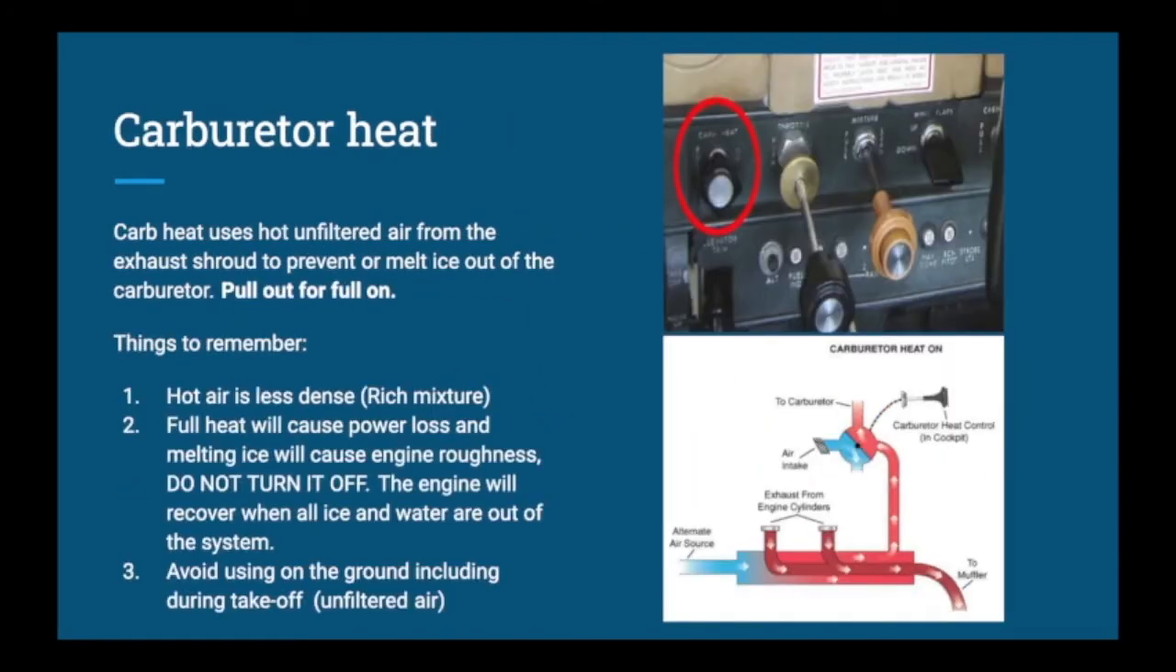Hot air is less dense, so it's going to be a richer mixture, and we're going to lose some power. So full heat is going to cause a power loss.